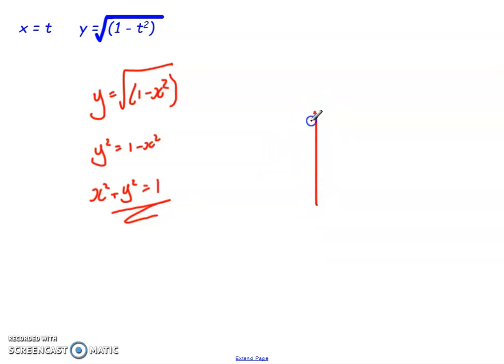So if I was to draw it on a diagram, there would be my centre of my circle. It would look like that, and my radius, which is there, r would equal 1. So that there's the constraint equation for that example there.